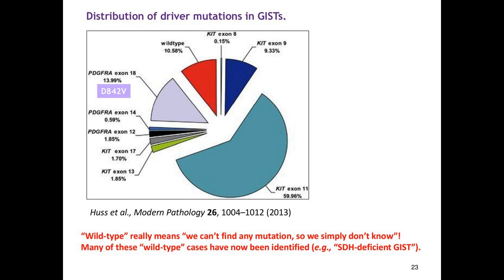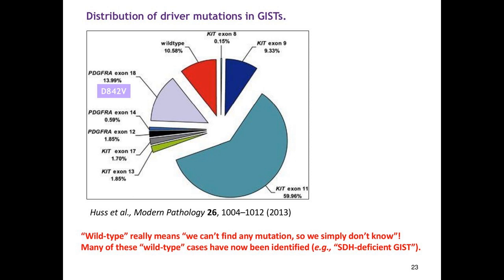This kind of analysis has been done quite a few times now in quite a few different countries. I'm showing you one particular example of that kind of analysis, but it's representative of what we see all around the world. So in this pie chart, you can see there's a very large blue or cyan-colored segment on the bottom right, and that's labeled KIT exon 11. Something like 60%, more than half of all GISTs, when we study their mutations, we find that there's a mutation in one particular part of the KIT protein and gene, which we call exon 11.